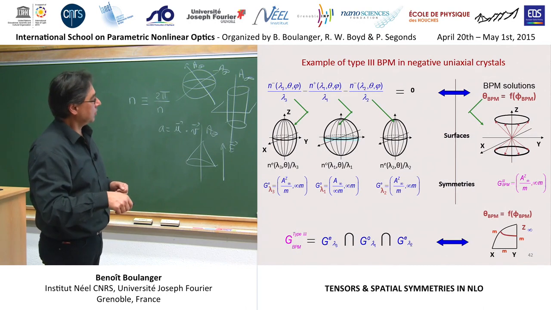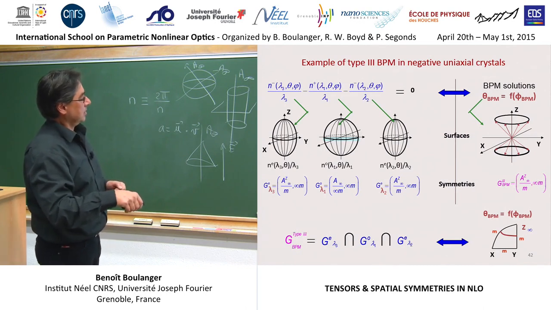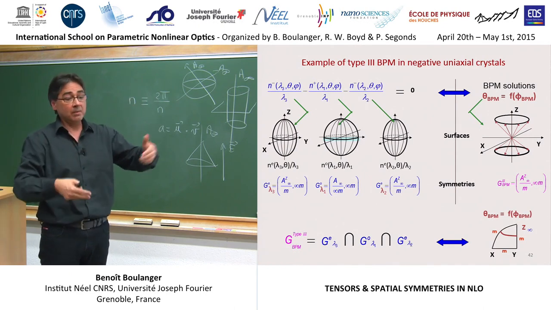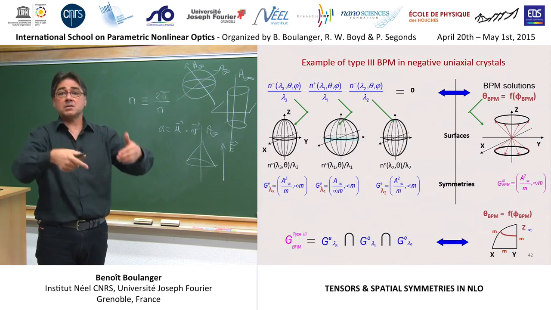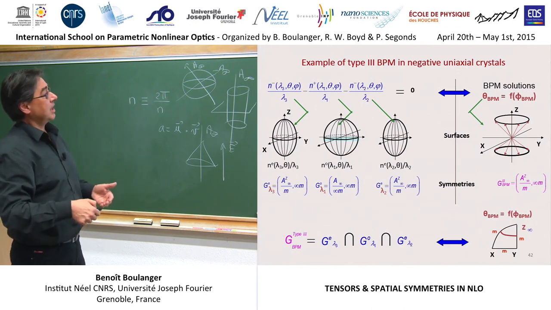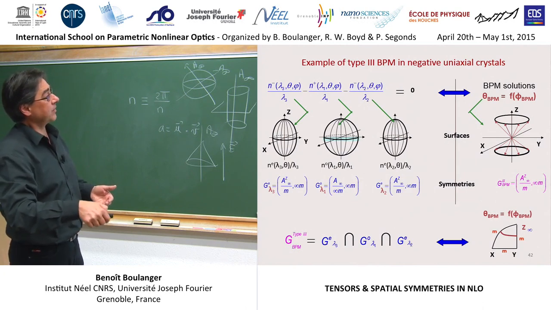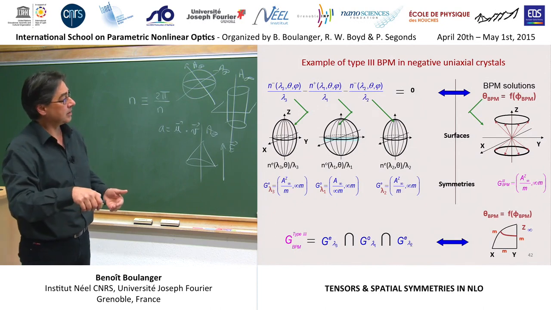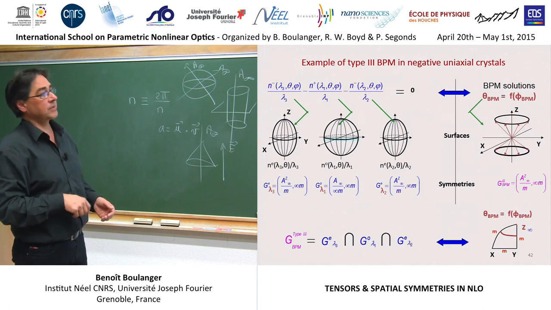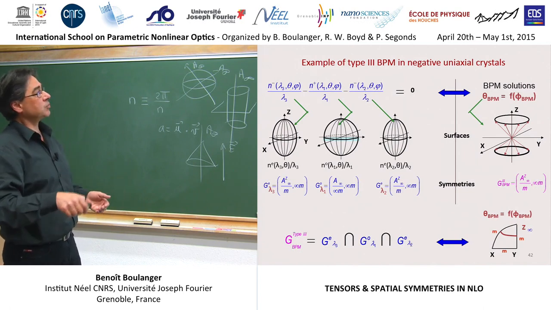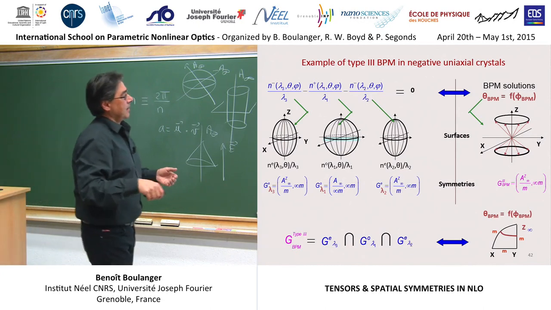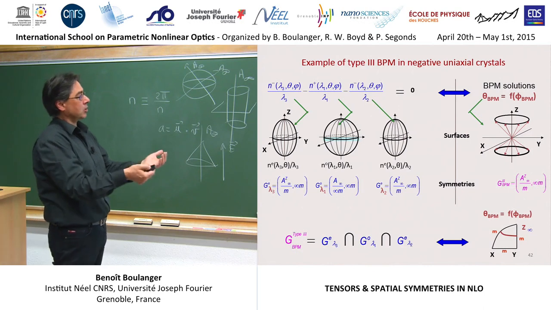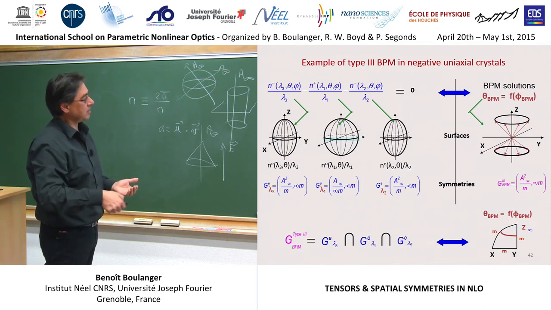And if you do that, you find that the group given by the intersection between the three groups, it's very simple, you determine the elements that are common to these three objects. And what do you find? You find something like this. You find here a group which belongs to the cylindrical group. And in the Wulff diagram, you have something like this. So the symmetry of the phase matching directions, the symmetry group of the topology of the phase matching loci, is the group given by this intersection.